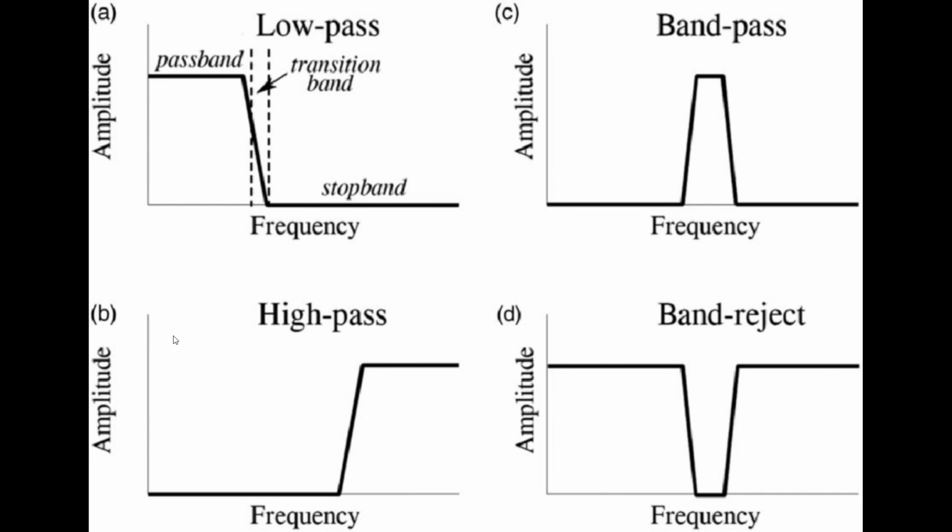A band-pass filter. It allows a specific range of frequencies to pass through while attenuating frequencies outside that band. This is useful for isolating a particular frequency range, such as the human voice or any musical instrument. The band reject filter, also known as the notch filter. This filter removes frequencies within a specific range while allowing frequencies outside that range to pass. This is useful for removing unwanted interference or specific noise in a signal.